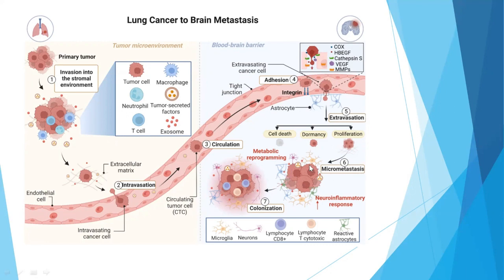These micrometastases will cause a neuroinflammatory response. This micrometastasis is due to the proliferation of the original tumor cells that have migrated there. Then these micrometastases can further go on to reside there, which is called colonization through metabolic reprogramming. This is the typical pathway of lung cancer to brain metastasis, and this pathway is typically followed by a wide variety of tumor cells.